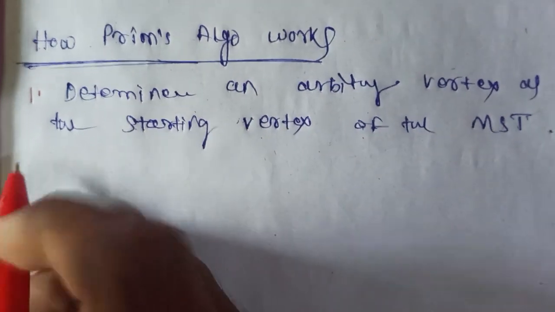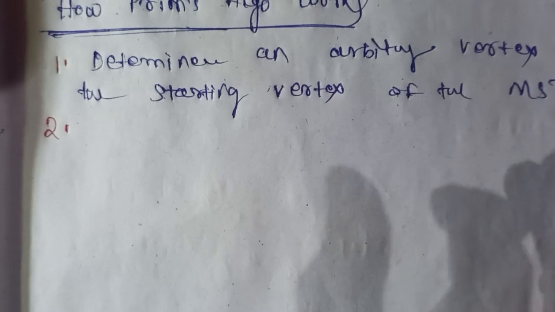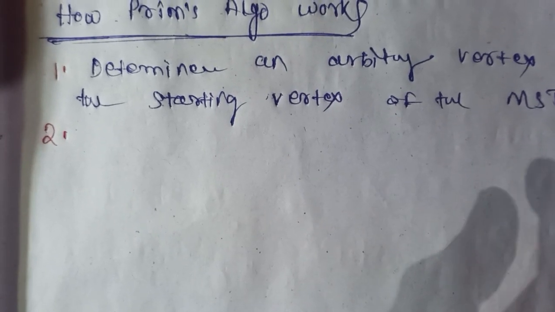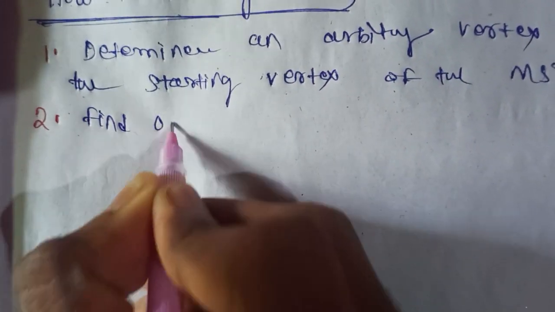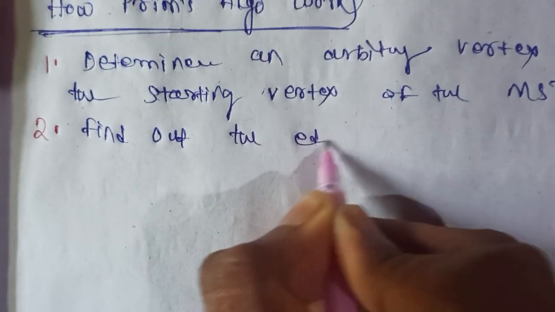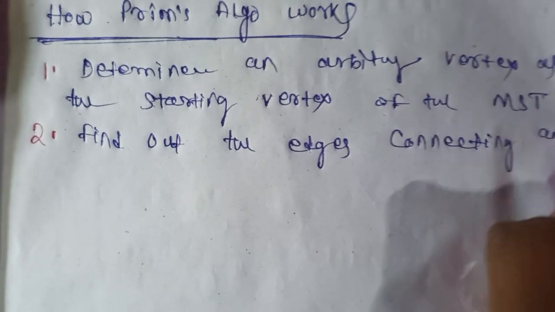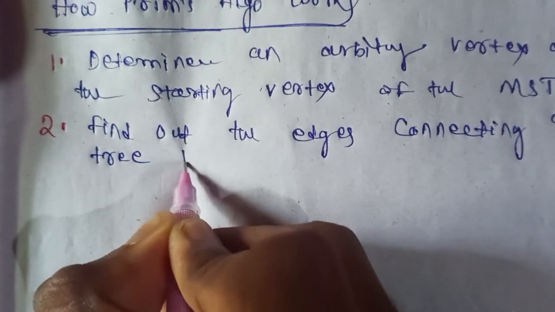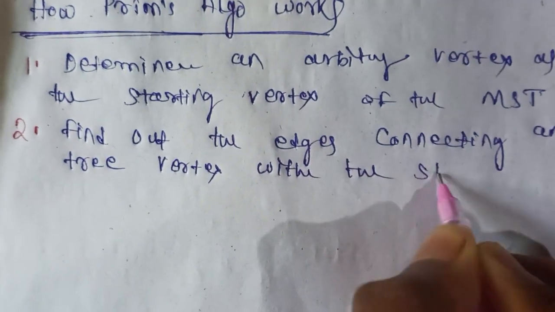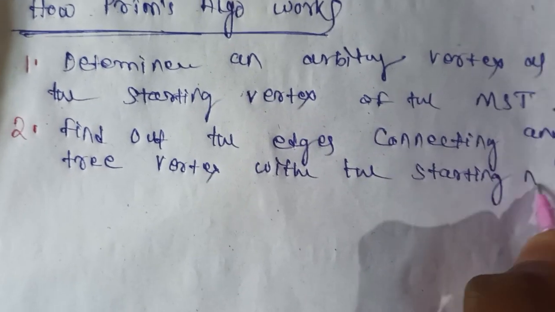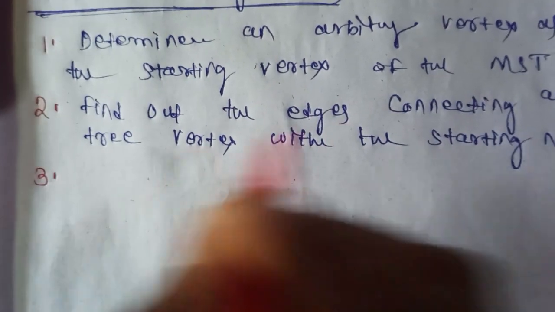Then come to step number 2. What is step number 2? We find the edges connecting any tree vertex with the starting vertex, meaning the adjacent vertices. Find the edges connecting any tree vertex with the starting node that we have selected. Clear?